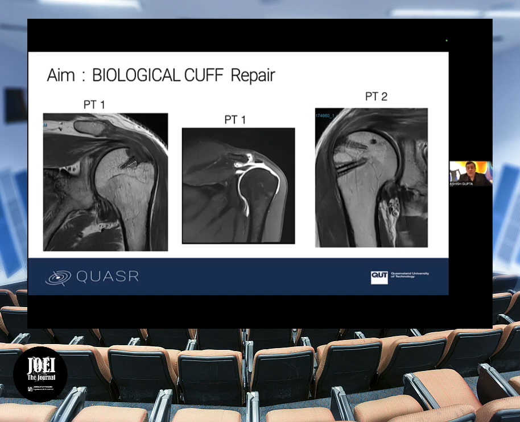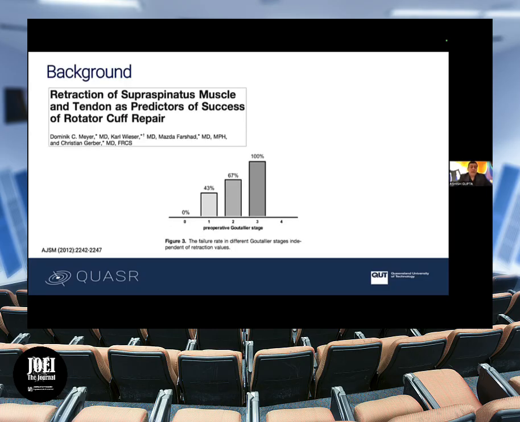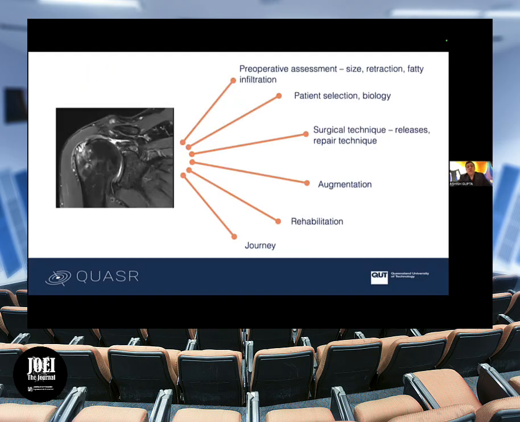And this is patient number two. On the flip side is another patient with a smaller tear, but the quality of the tendon and the enthesis which is formed here is very, very thick and robust. We know that as we have more fatty infiltration, the re-rupture rate for cuff tears increases dramatically. So there are a lot of factors in rotator cuff repair.